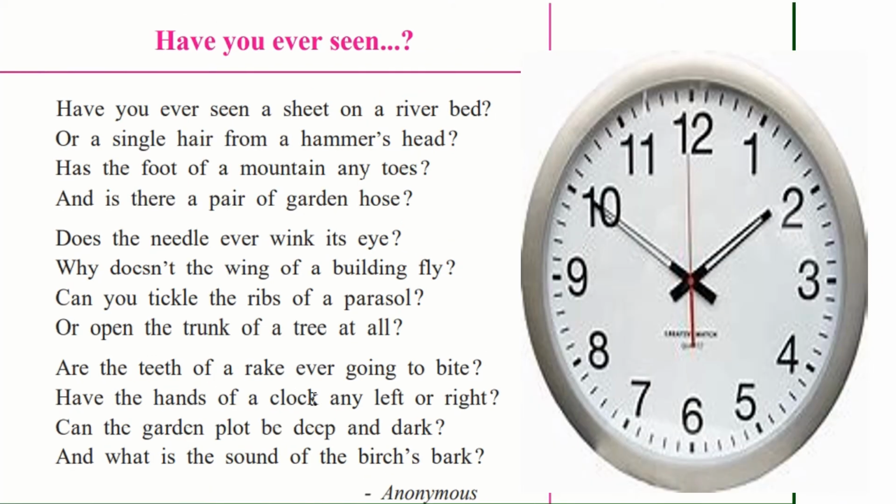Have the hands of a clock any left or right? Now we know that the clock has hands and we also have hands. We call one side the left side, and the other the right side. So the poet wants to know why the clock hands are called the hands of the clock. Does it have right, left, anything?